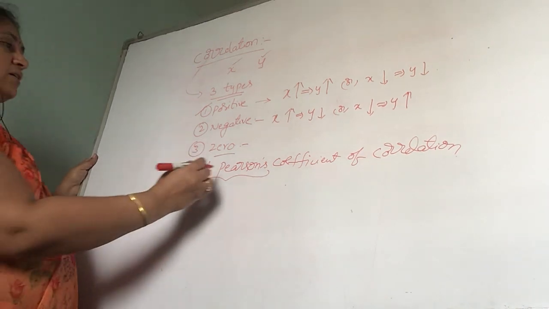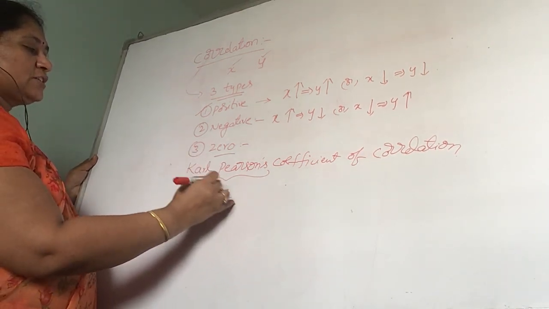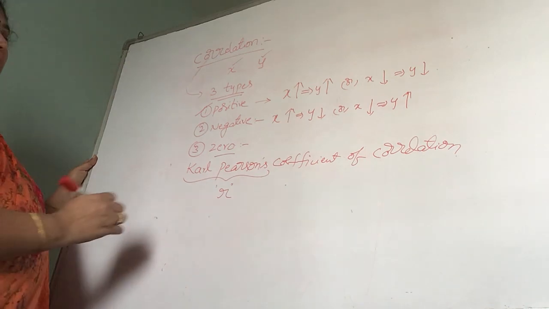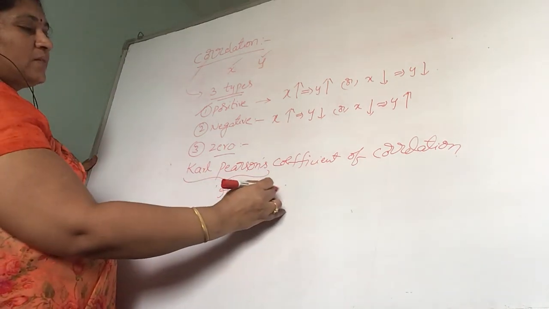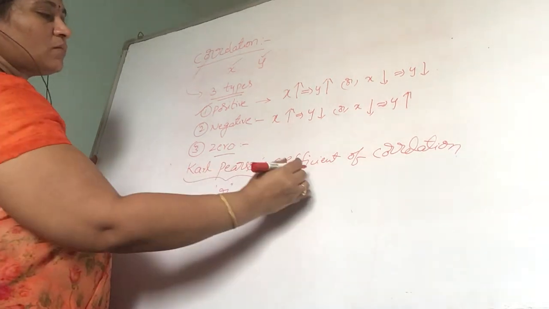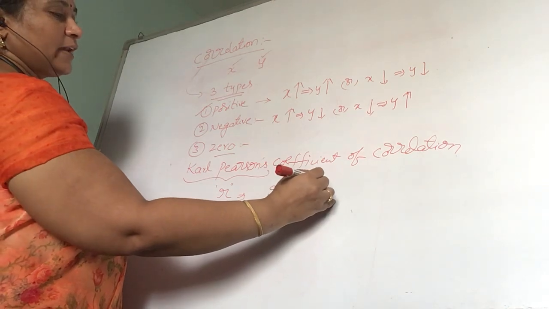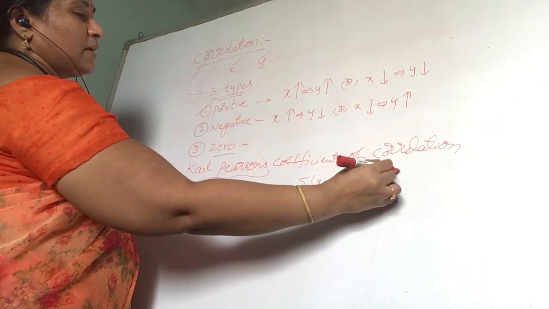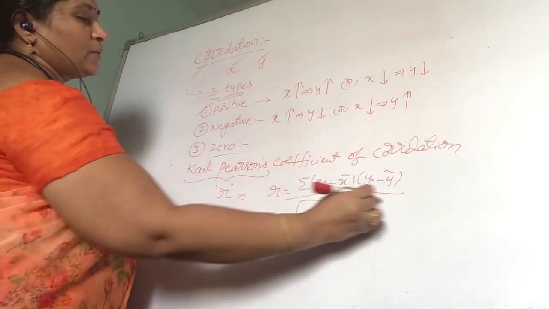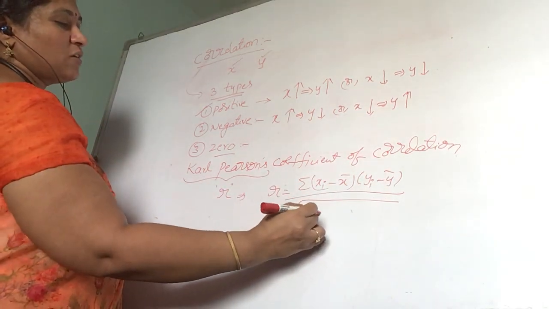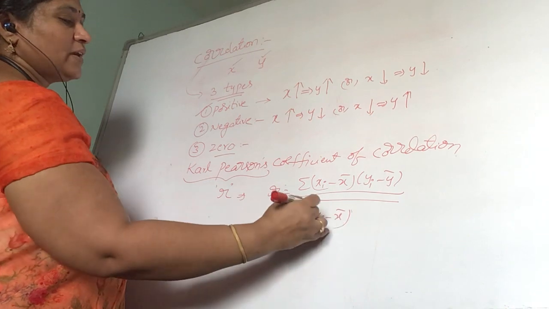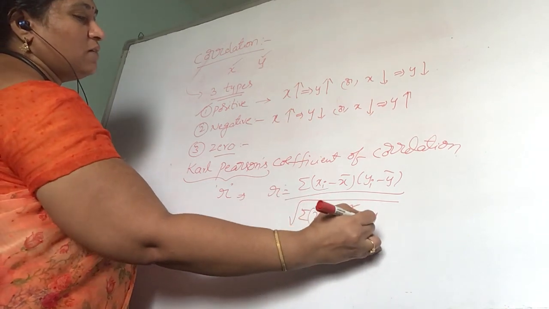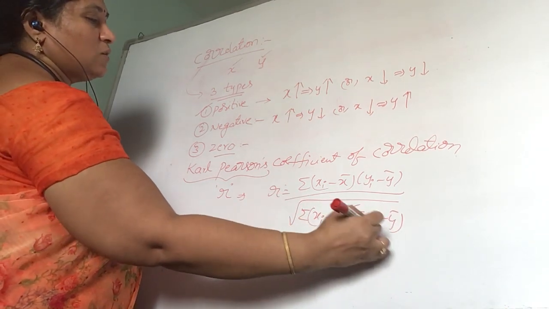Karl Pearson's coefficient of correlation is denoted by small r, and it is defined as r equals the summation of (xi minus x bar) into (yi minus y bar), divided by the square root of the summation of (xi minus x bar) whole square into the summation of (yi minus y bar) whole square.